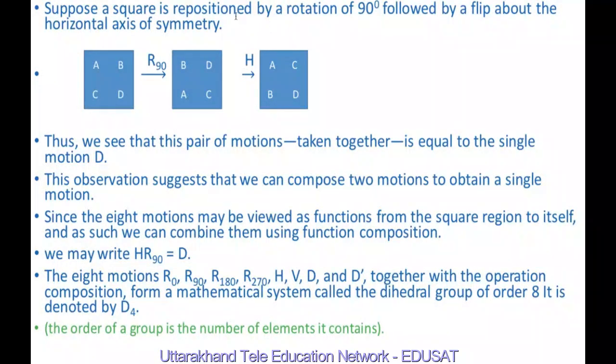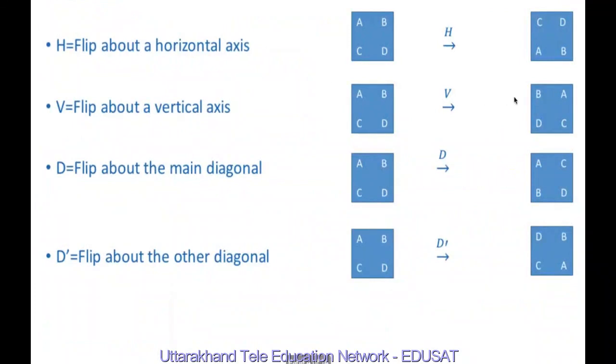So suppose a square is repositioned by a rotation of 90 degrees, which we have shown; this is the position of the corners. And if we flip it around the horizontal axis, then BD and AC will interchange, and this is the position of the corners A, C, B and D. And this is nothing but the flip of the square around the main diagonal.